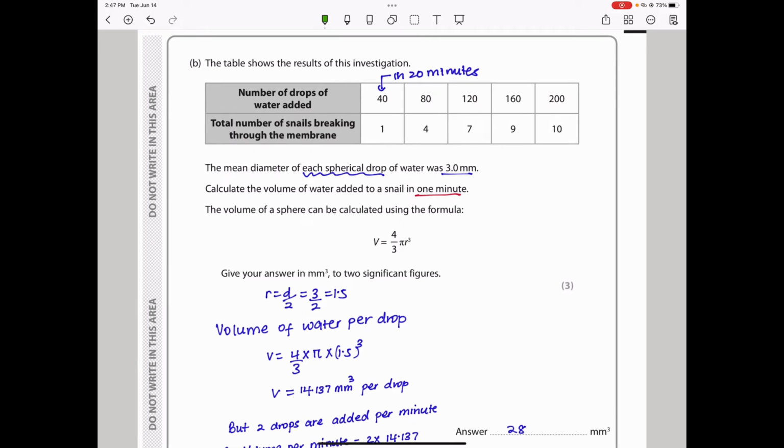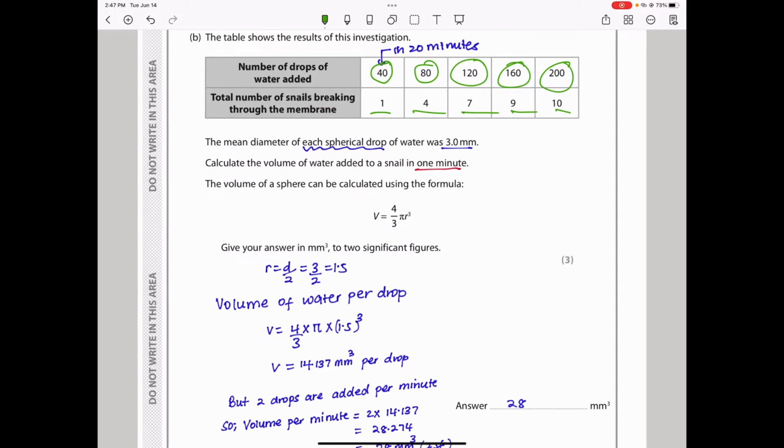So here we see the number of drops of water added. Here they added 40, 80, 120, 160, and 200. And then the total number of snails that broke through their membranes, the results are shown as well. They said the mean diameter of each sphere drop of water was 3.0 millimeters. Calculate the volume of water added to a snail in 1 minute.